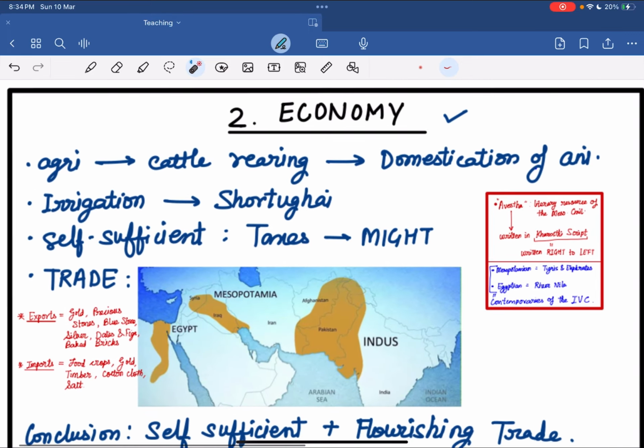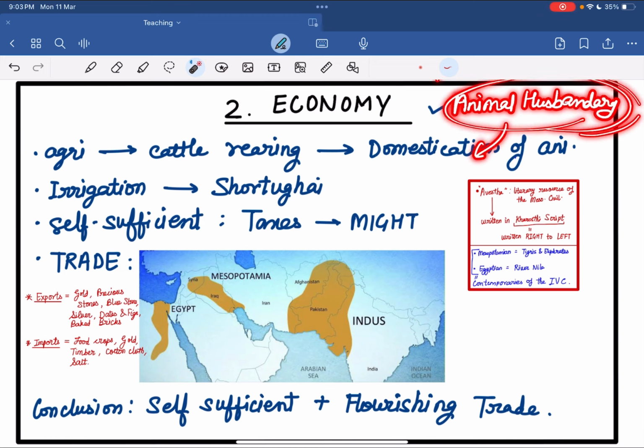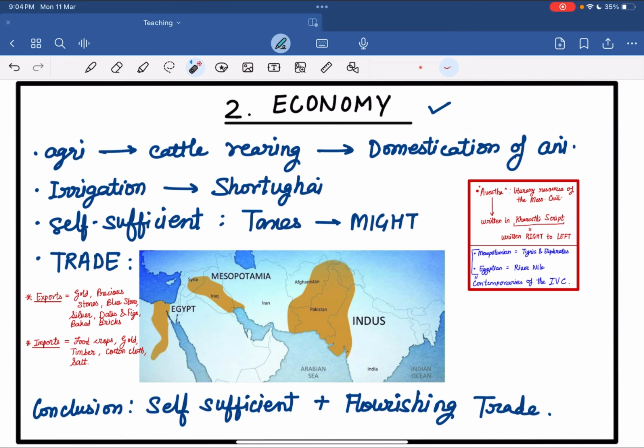Moving on to the next section, that is of economy. Okay, so one thing is for sure, that the Harappans, the IVC people, did practice agriculture, which was followed by cattle rearing, which was followed by domestication of animals. Now the examiner can ask us a very fancy term. Did the Harappans know about, let's say, animal husbandry? We'll get confused here. But animal husbandry, you'll have to understand, is nothing but domestication of animals. You're taking care of animals, you're getting their byproducts. This is animal husbandry. Rearing of animals, cattle rearing.